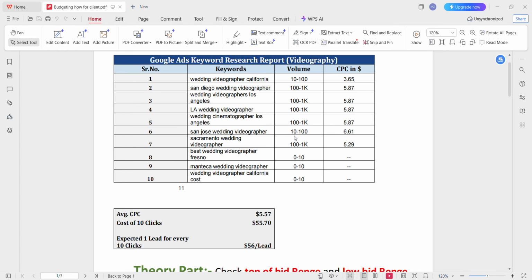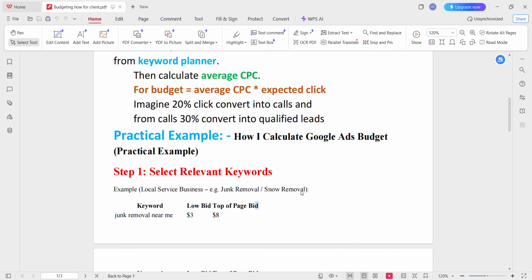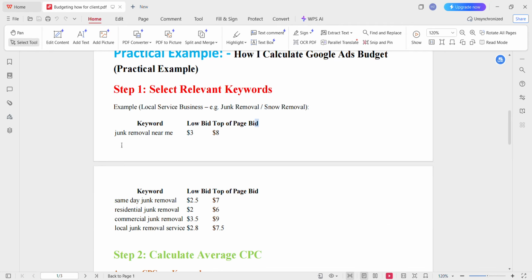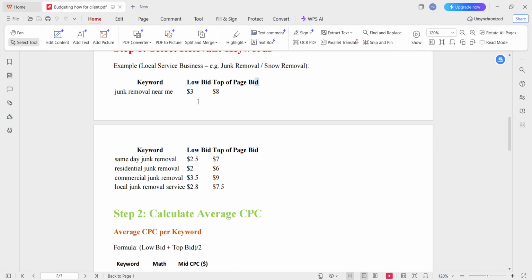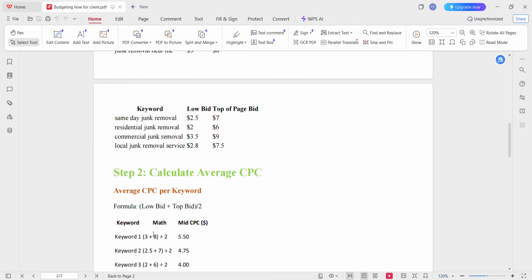Okay. So here are our 5 keywords. Okay. Junker army. In here, we need low bid and high bid. So for this keyword, firstly we calculate average CPC as 3 plus 8, so $11 divided by 2. So average CPC per keyword is low bid plus top bid divided by 2.